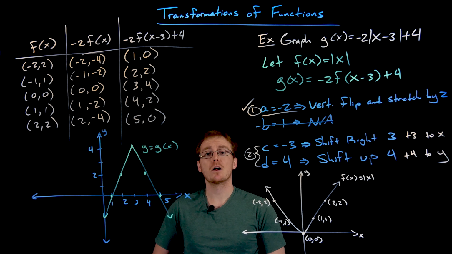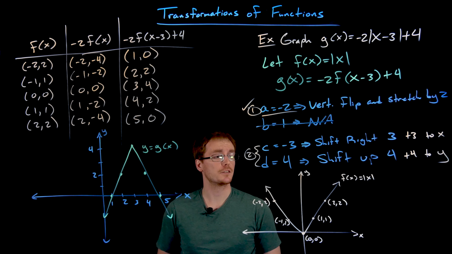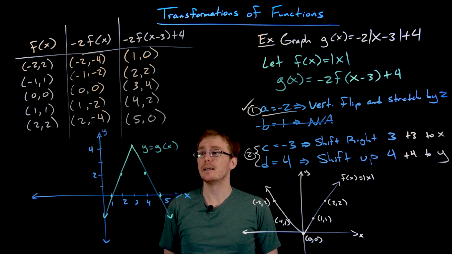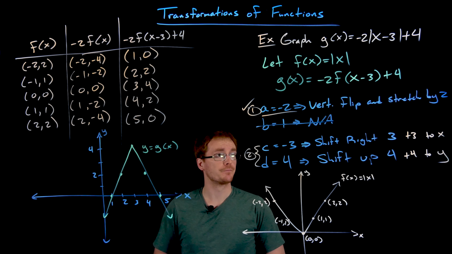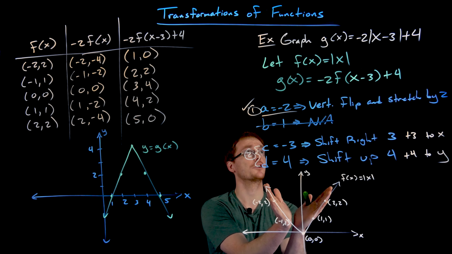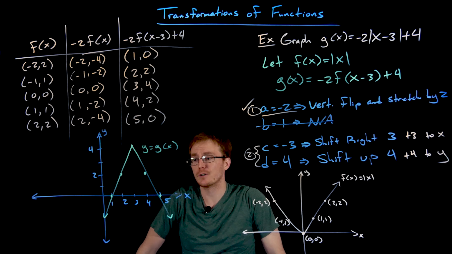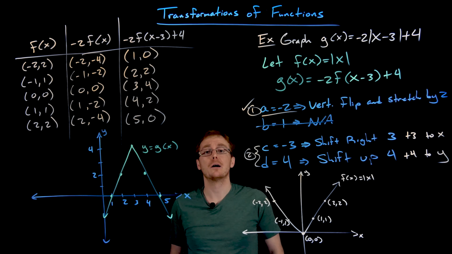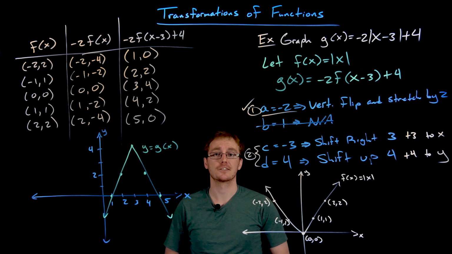And so here I have plotted those 5 points, connected the dots, staying true to the original shape of our function, just that flying V shape. And we can see that we have the transformation that we expected. If we take our absolute value function in orange over here, stretch it vertically by a factor of 2, flip it over, shift it to the right 3 and up 4, we end up with our green graph over here, or our function g of x.